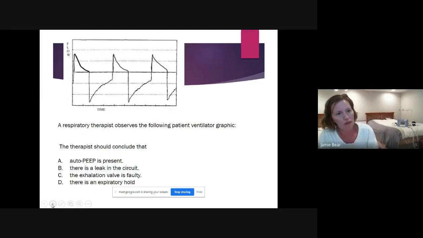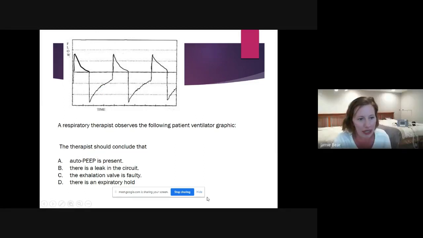Good. A respiratory therapist observes the following patient ventilator graphic. The therapist should conclude that, what do you guys think is happening right here? Is exhalation coming back to baseline? No. Nope. So the therapist should conclude that auto-PEEP is present. Auto-PEEP is present. Excellent. Very good.